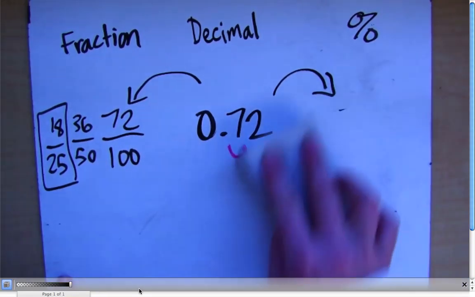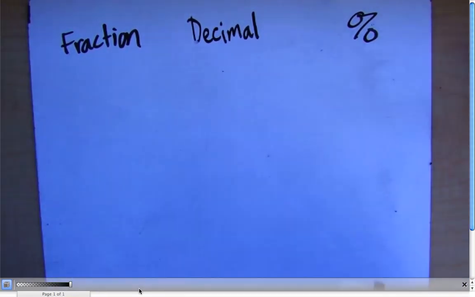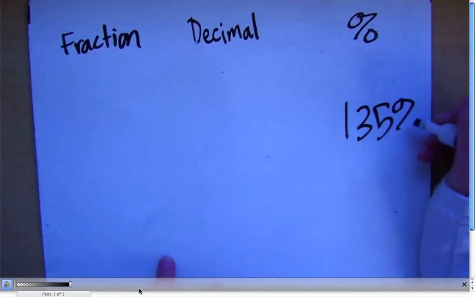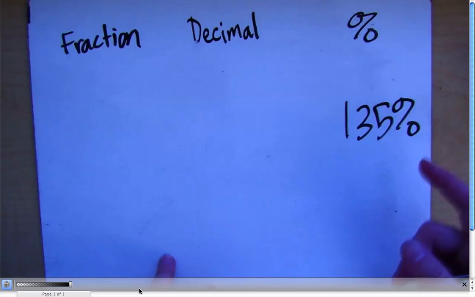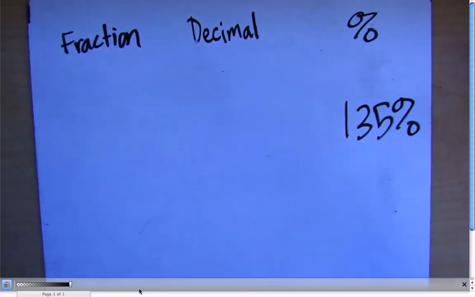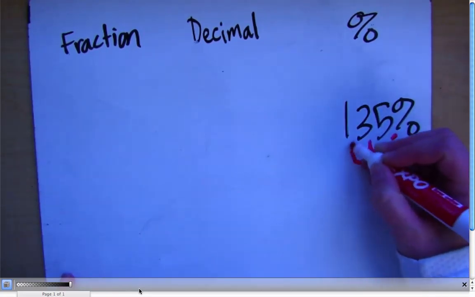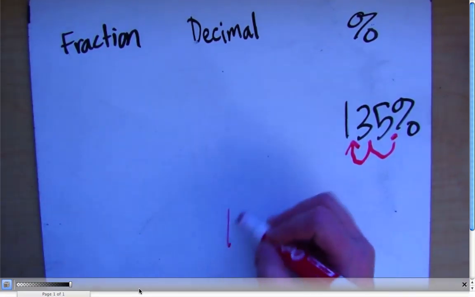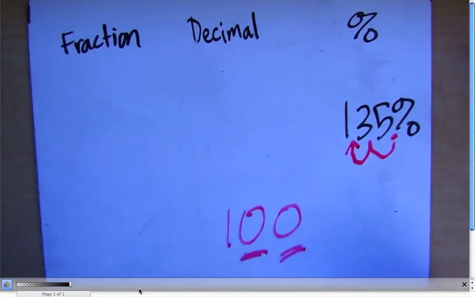So let's say we start this time with a percent. If I have 135%, to go from a percent to a decimal, we're going to move the decimal like we did before. But instead of making it bigger, we're going to move it to the left to make it smaller. Every time we move it 2 places because percent is out of 100, 2 zeros. Remember the shortcut for multiplying and dividing by 100 is to move it 2 places.